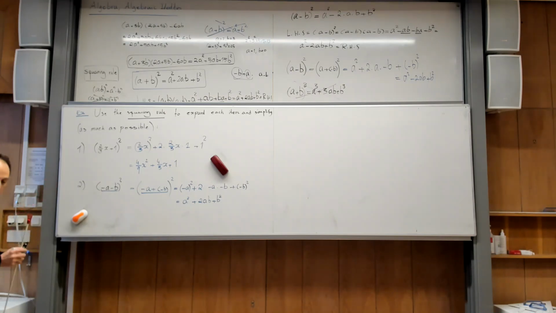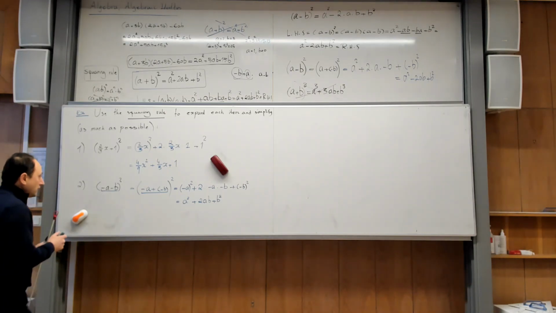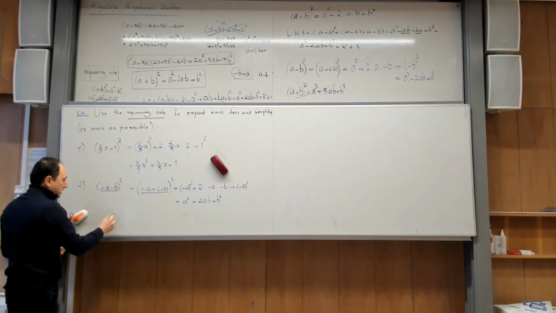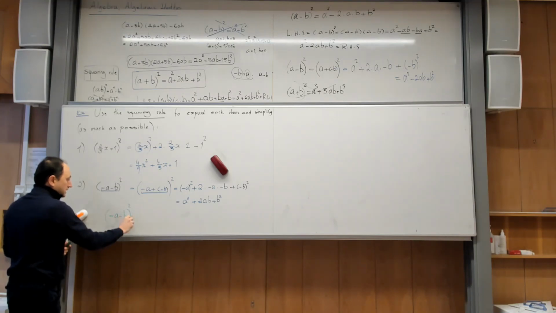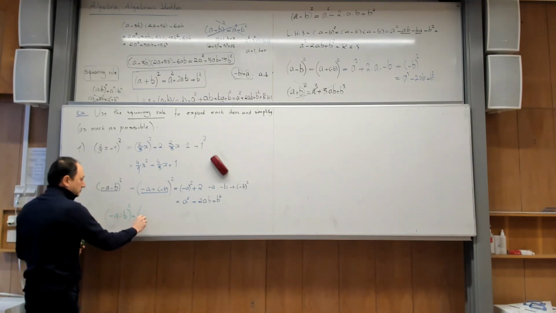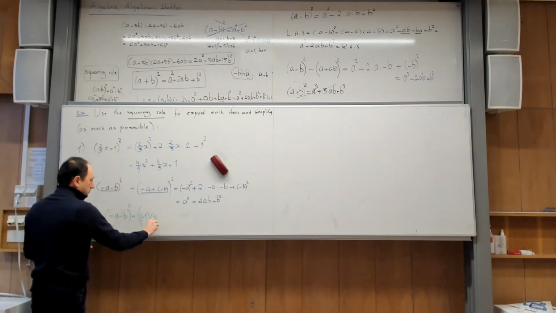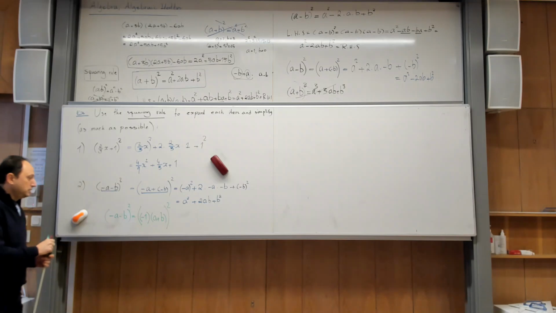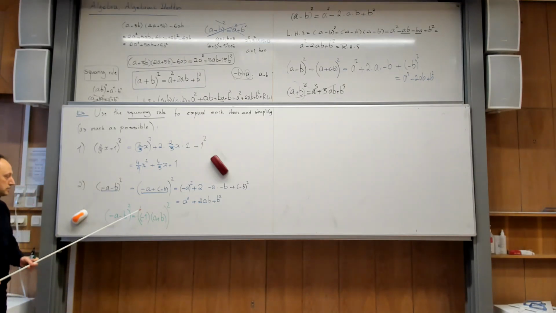But let me write it with a different color. Another way to do this is without actually using this. One way to look at the problem is that minus a minus b squared can be viewed in this way. First, I want you to digest this. Agree with me or not? Yes. Because if I multiply this minus 1 inside, it becomes minus a minus b. So what I have written here is completely valid.